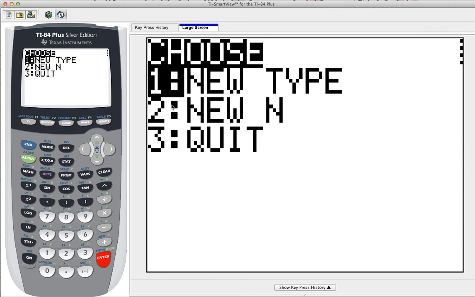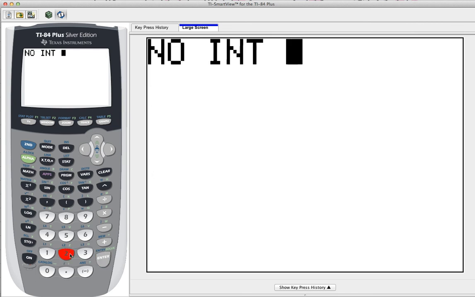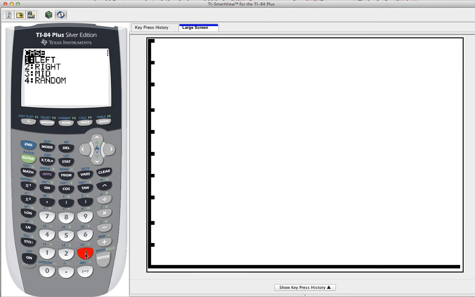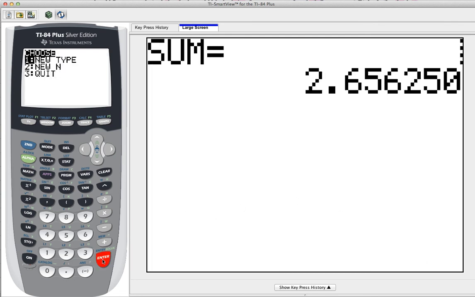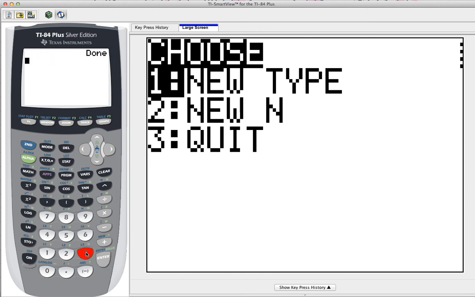If you would like to change your n value, you type in new n, and let's just do 8. We'll do midpoint this time and see how that looks. Oh, it's a little bit hard to see. If you change your y-axis scale a little bit, it might look better. And you can see how it fits over the midpoint of the section. Now, you'll have to quit, so hit 3.